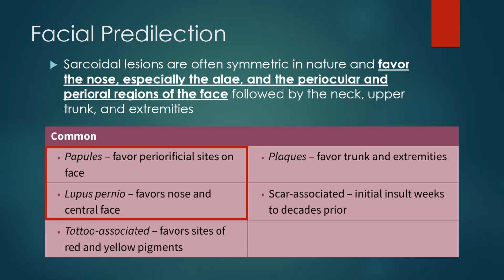And they also favor the periocular and perioral regions of the face, followed by the neck, upper trunk, and extremities. So the two things we're going to focus on right now are papules and lupus pernio. Lupus pernio, I'm going to show pictures of, but that is specifically when the papules and plaques are on the nose and the cheeks. That's why it got that misnomer. It's not lupus. But when it was diagnosed initially many, many years ago, they thought it was lupus because it has that same distribution of being the nose and kind of the medial cheeks.